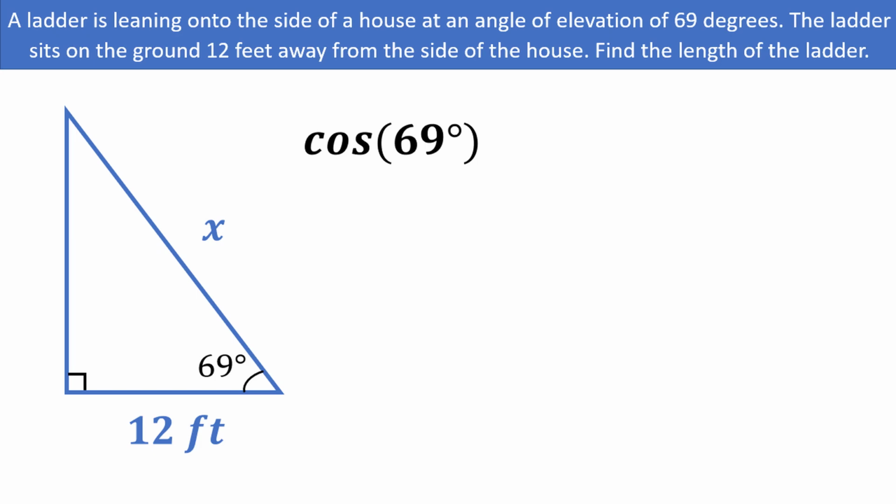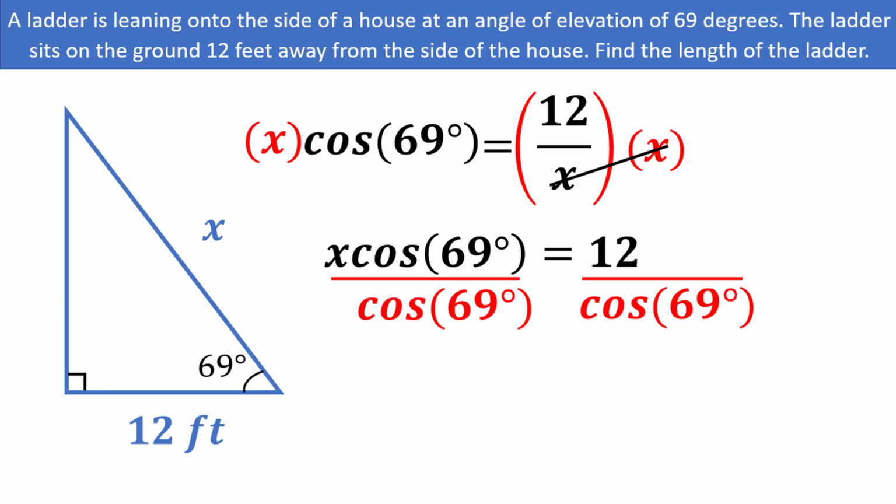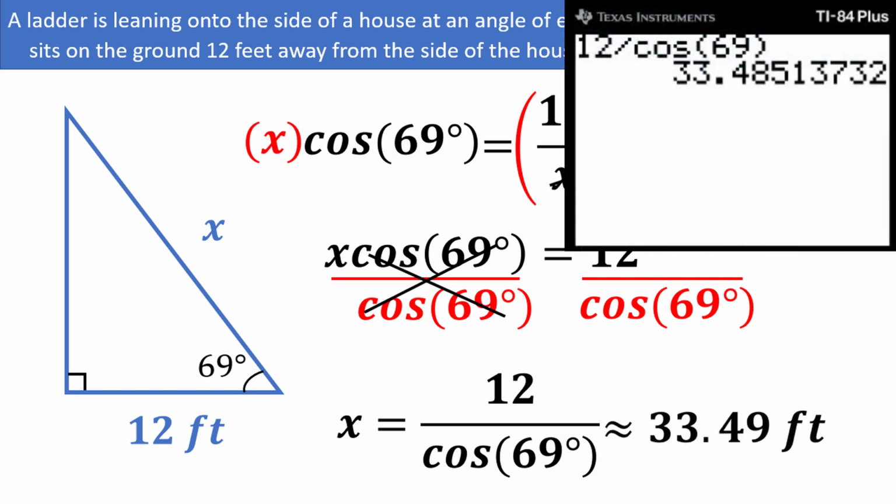Cosine of 69 is equal to adjacent over hypotenuse, or 12 over x. If we multiply both sides by x, we will get x times cosine 69 is equal to 12. Dividing both sides by cosine of 69, we get that x is equal to 12 over the cosine of 69. Typing this into our calculator, we get about 33.49 if we round to the nearest hundredth. The length of the ladder is about 33.49 feet.